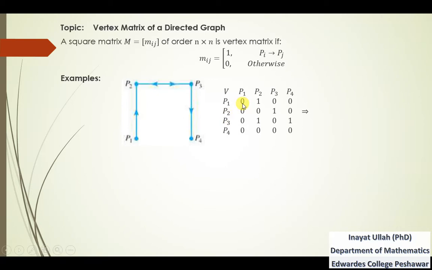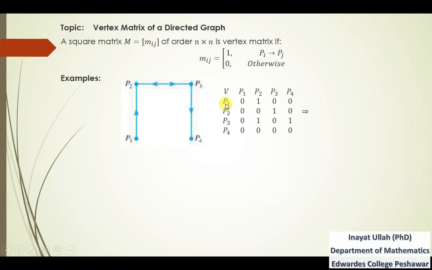So this entry will denote whether there is an edge between P1 and P1 or not. We see here that there is no edge, there is no loop. You studied this in discrete mathematics, what a loop is. So there is no loop, there is no edge between P1 and P1, so this entry will be equal to 0.